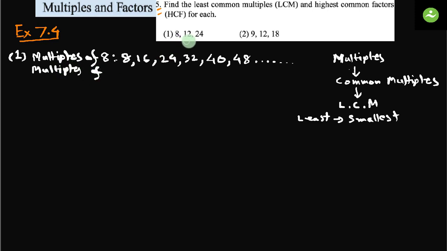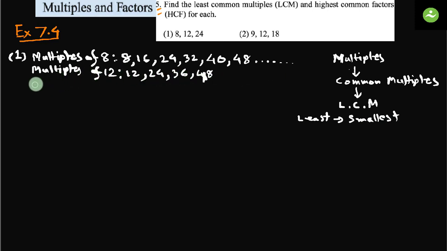Okay, now multiples of, next one was 12. Multiples of 12. Let us multiply 12 by 1, it is 12. Multiply 12 by 2, it is 24. Multiply 12 by 3 is 36. Multiply 12 by 4 is 48. Let us stop here up to 48, because we should remember that we have to get the least or the smallest multiple, so we don't need many.